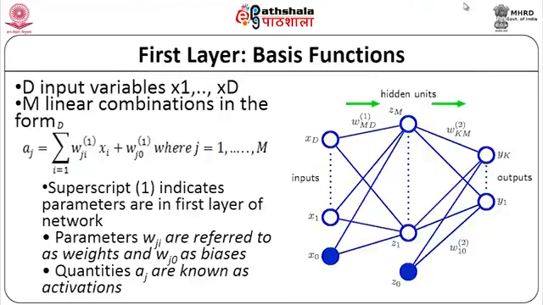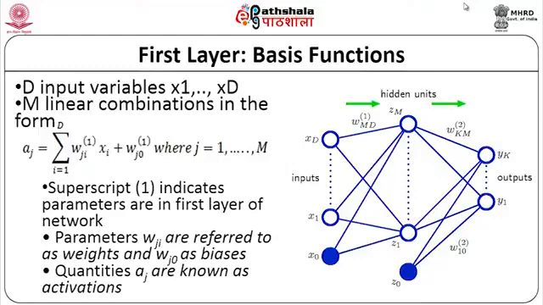So, the first layer, that is the input layer, contains d input variables x1 to xd as you can see, and m linear combinations of the form, because the inputs can combine in different forms. So, you have aj equal to the sum over i equal to 1 to d of wji xi, where j can vary from 1 to m. So, you have d input variables which can combine in m different ways. The superscript 1 indicates the parameters are in the first layer. The parameters wji are referred to as weights and wj0 as biases. So, every input variable is multiplied by its weight and then added to a bias, which is wj0. The quantities aj are known as activations.